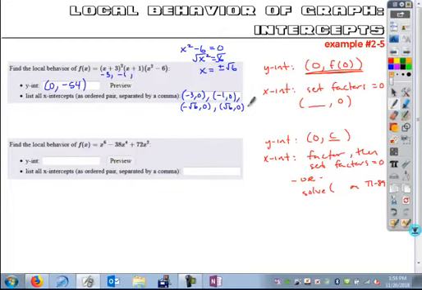Now, when I look at the second problem, just because it's in this expanded or general form, I look for the constant. There is no constant here, so my y-intercept is just going to be 0, comma, 0. And to find the x-intercepts, rather than factor by hand, I'm going to take my equation, set it equal to 0, and solve.